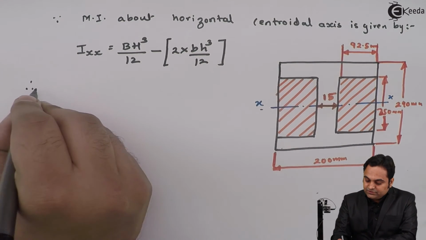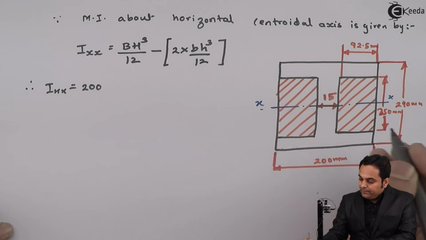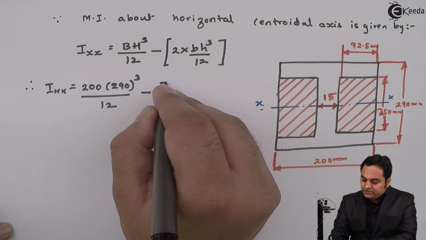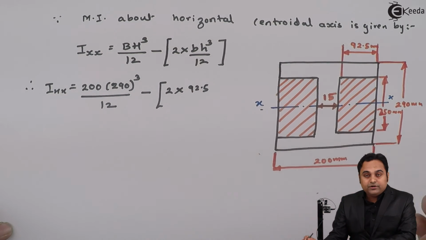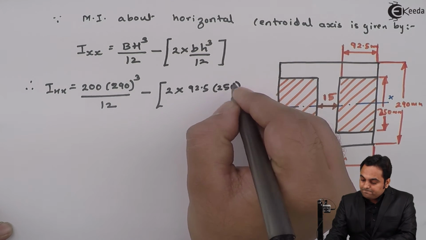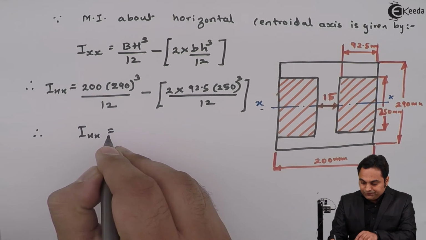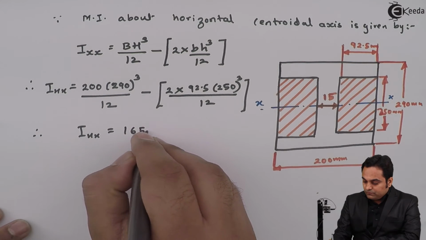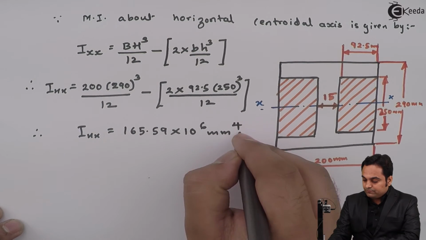Now putting the values here, capital B is 200, capital H is 290, divided by 12, minus 2 into small b, it is 92.5, which is for the small rectangle, and small h, it is height is 250. So therefore Ix value comes out to be 165.59 into 10 raised to 6 mm raised to 4.